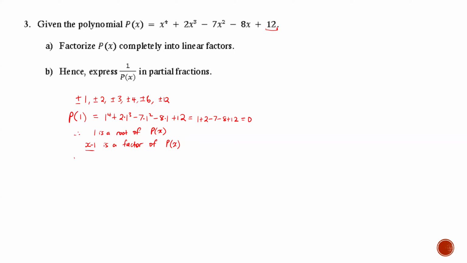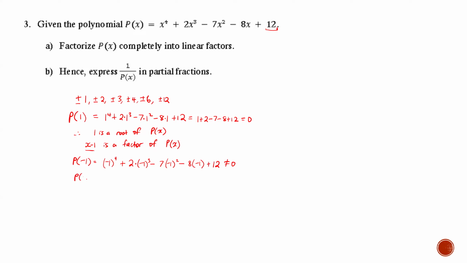another root. So you could try p of negative 1, but just by looking, I think you can see that p of negative 1 is not going to work. You have negative 1 to the power 4 plus 2 times negative 1 to the power 3 minus 7 times negative 1 squared minus 8 times negative 1 plus 12. And this doesn't give us a 0. So p of negative 1 is not a root, so that doesn't help us.